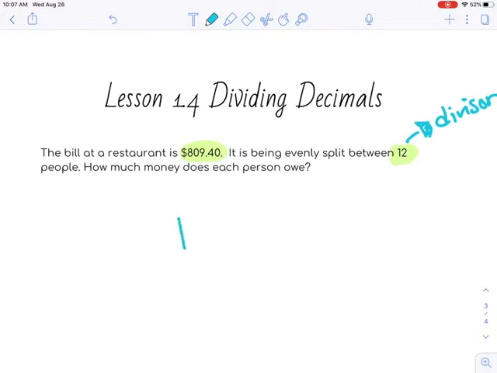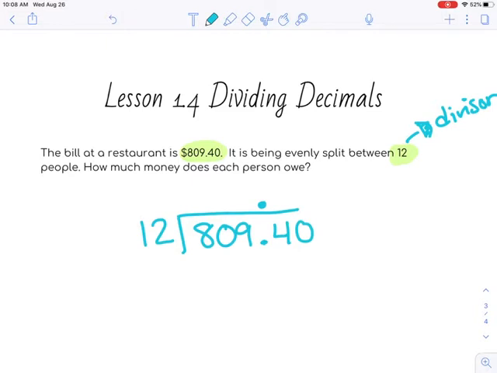So what we're going to do is draw our little division house. We put our divisor on the outside. This is what we're dividing by. And then on the inside, we're putting $809.40. Now, when you divide with a decimal, the very first thing I want you all to do is bring this decimal up so that we don't lose where our decimal place is supposed to be. So now we can just start dividing like normal.